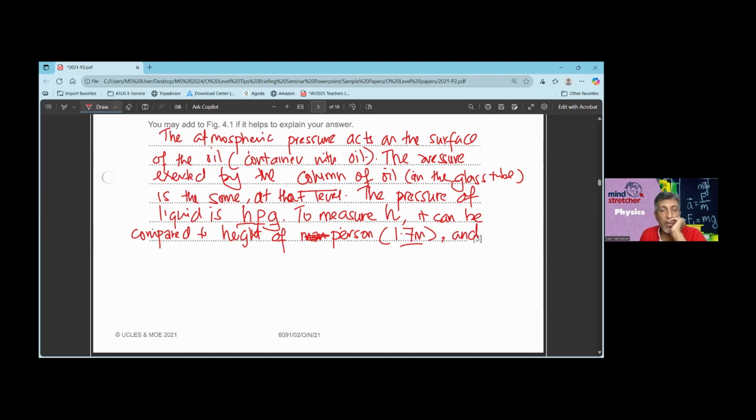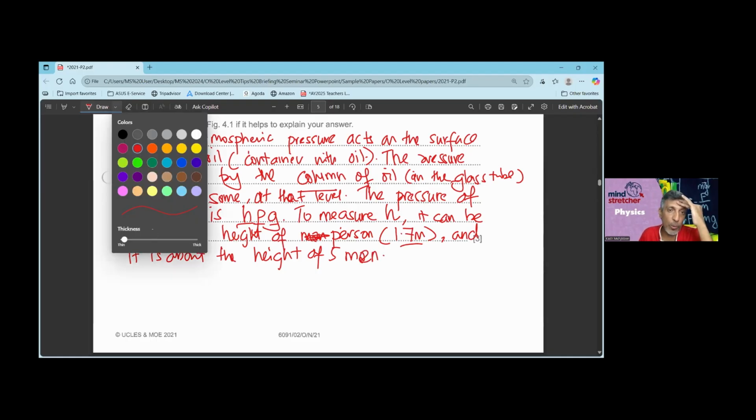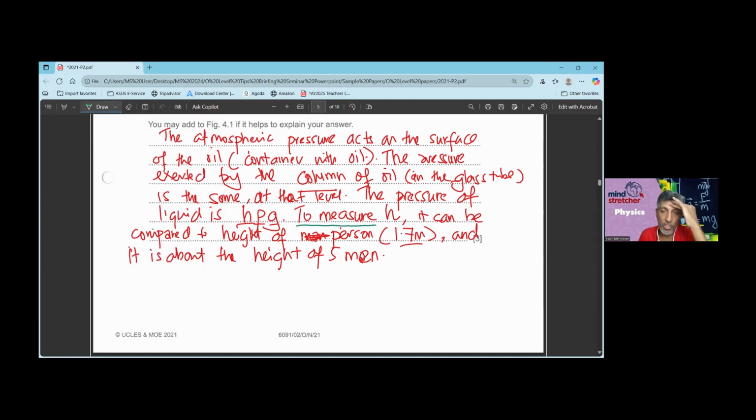Based on the diagram, it is about the height of 5 men. Another way to do it, guys, this is one option: to measure the height, it can be compared to the height of a person.